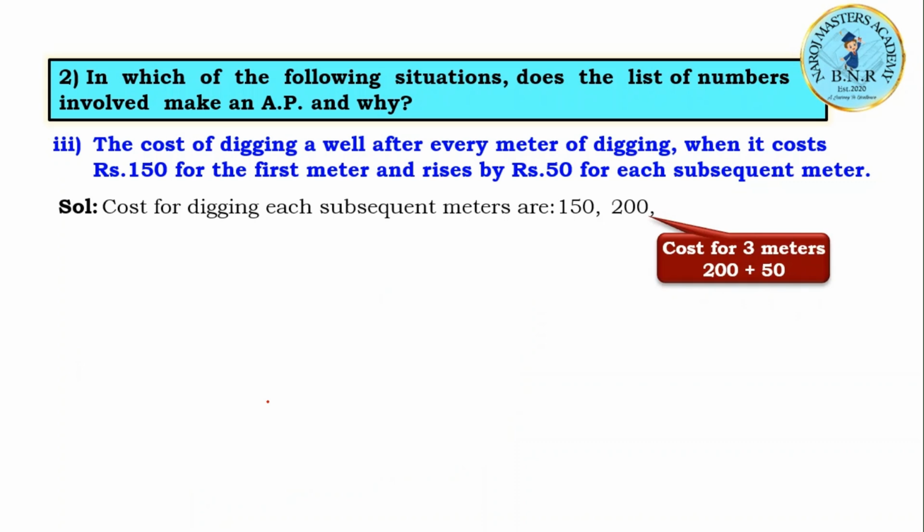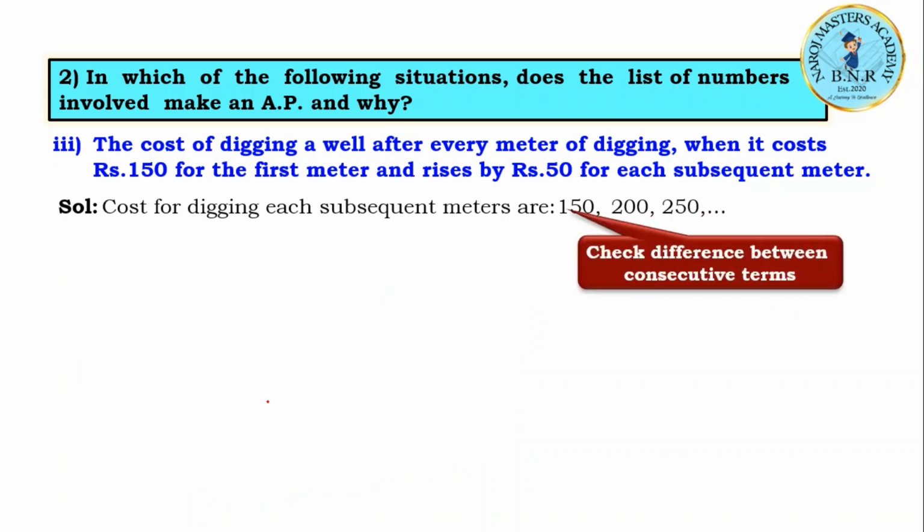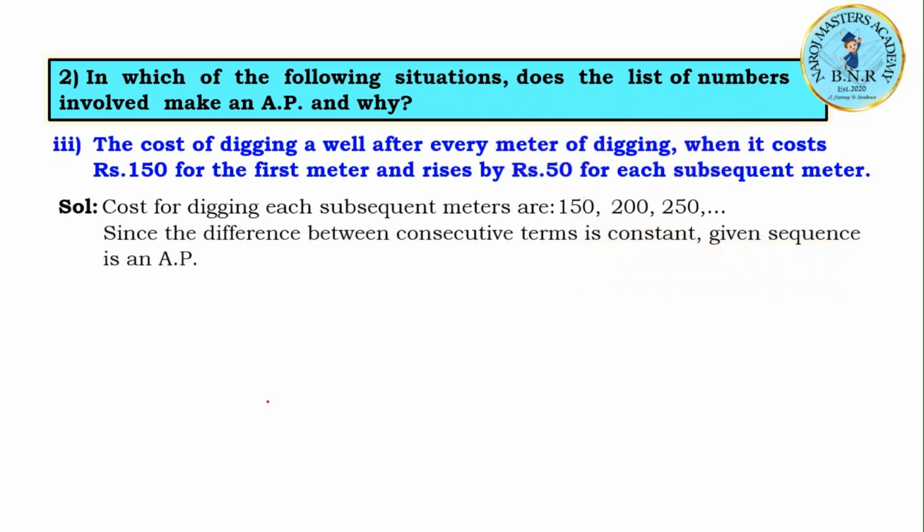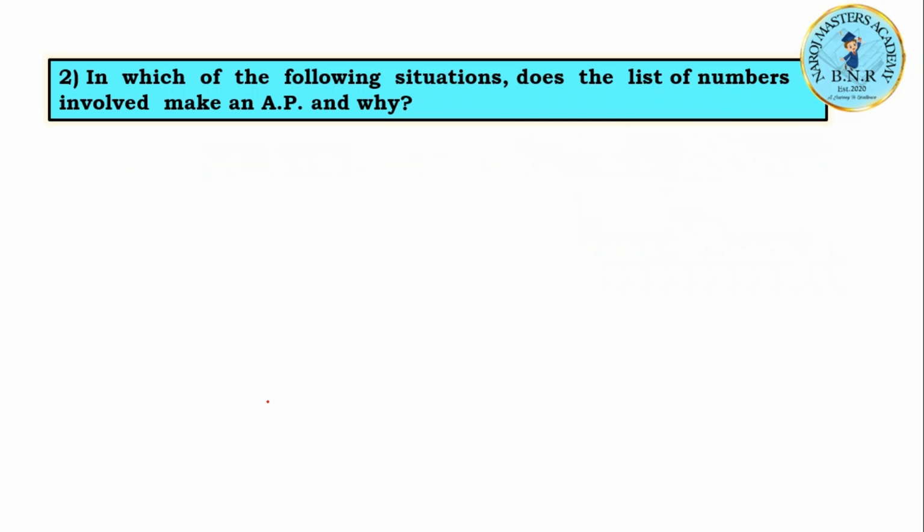So the cost for 3 meters is 150 plus 50 plus 50, that is 250 in total. Check the difference between the consecutive terms here: 200 minus 150 is 50, 250 minus 200 is 50, and so on. Since the difference between the consecutive terms is constant, the given sequence is an AP.